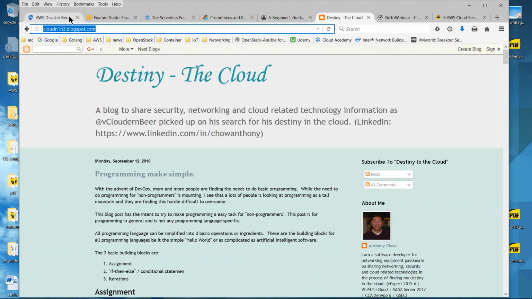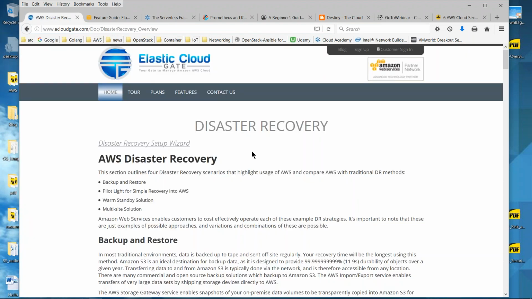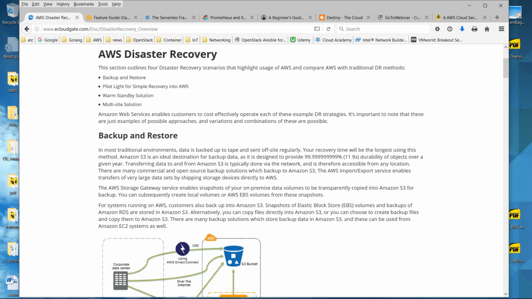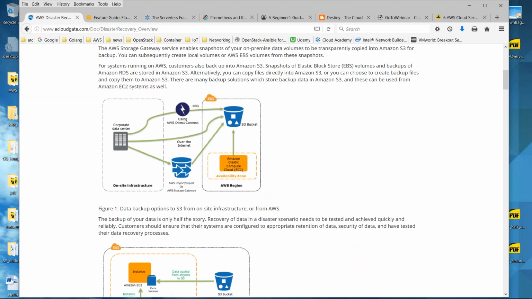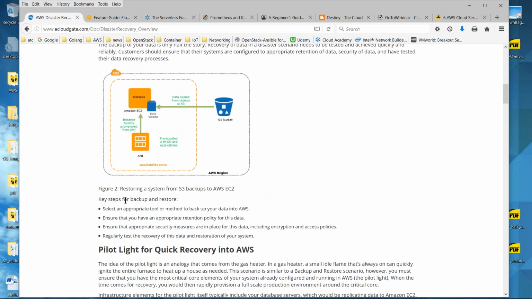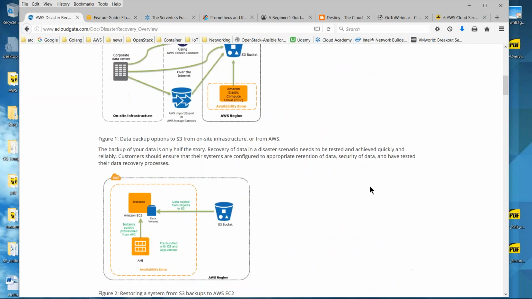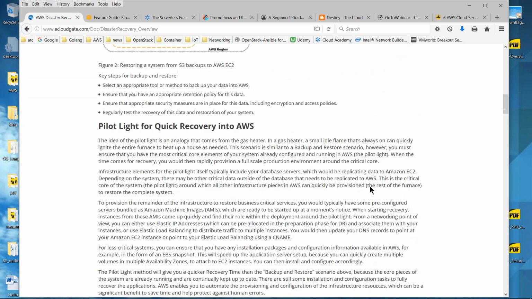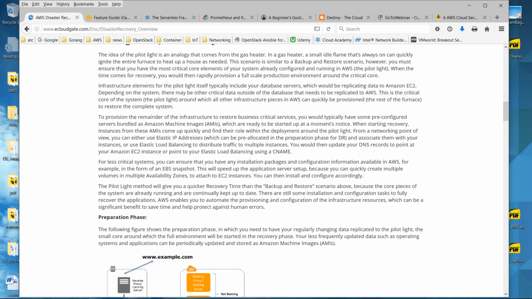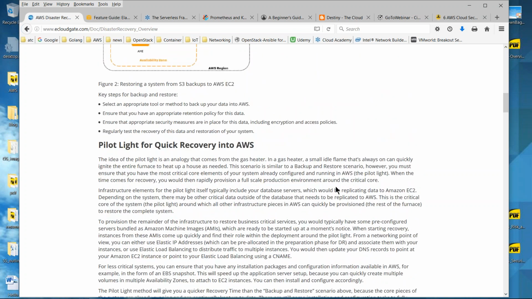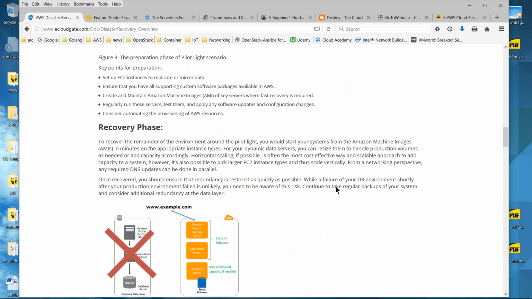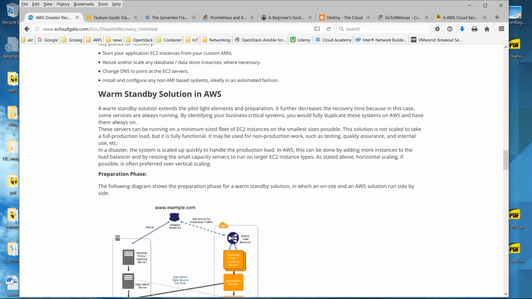This is my blog. This is a very good article. It talks about the 4 different options available from AWS Disaster Recovery. Not only do they talk about the differences, they also talk in detail about how to configure them and the key steps for backup and restore, and some of the key points about this. I think we're running out of time. We're not going to go through it in detail, but it is good that we read this article, then you will have a good understanding of this and be able to answer the questions on disaster recovery.